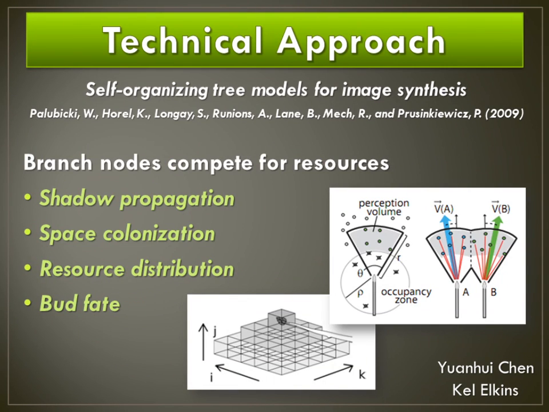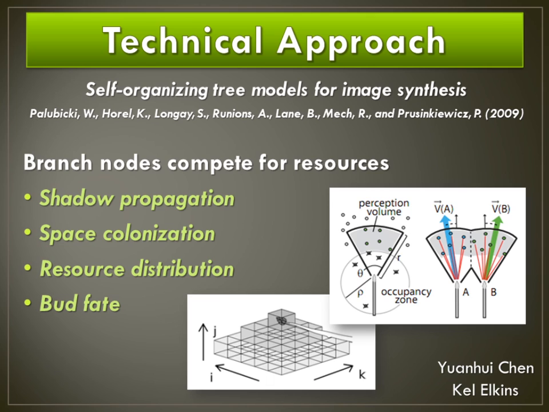This tool was created based on the concepts presented in the 2009 SIGGRAPH paper, Self-Organizing Tree Models for Image Synthesis. The major concept of this paper is that branch size and direction is determined by branch nodes competing for resources. In the shadow propagation method, branch nodes grow in directions to maximize light exposure.